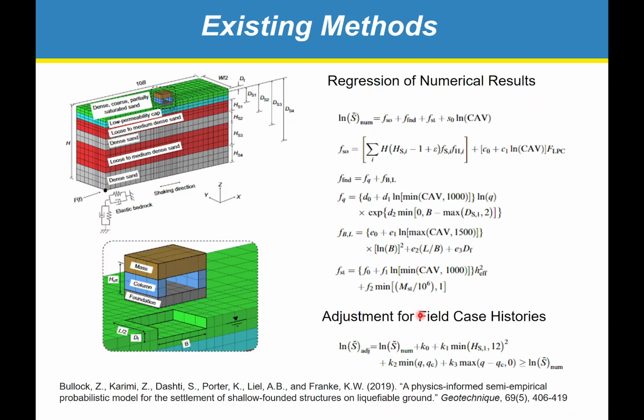And what they've done then is adjusted their equation for field case history observations. So they gathered together a whole bunch of literature on field settlements and provided adjustment factors because numerical models don't fully capture everything that happens in the field. So it's always good to do that sort of correction.